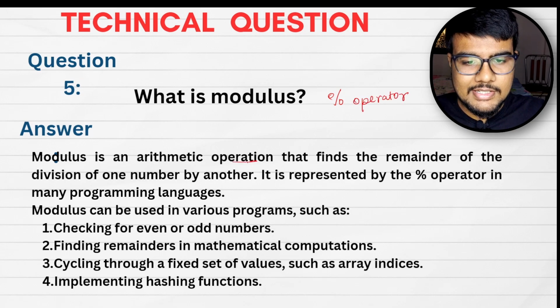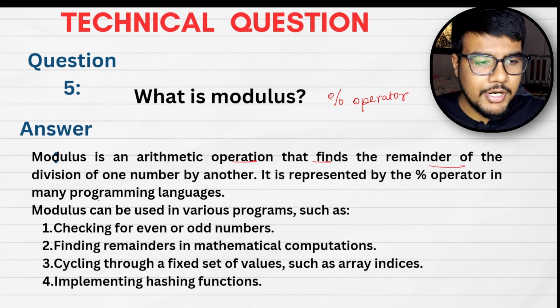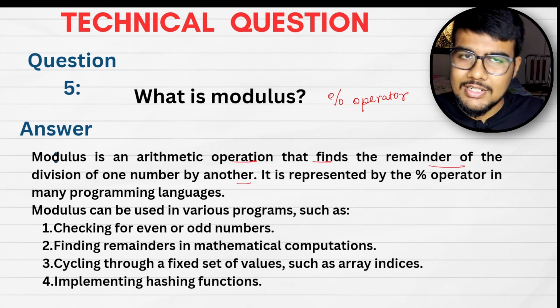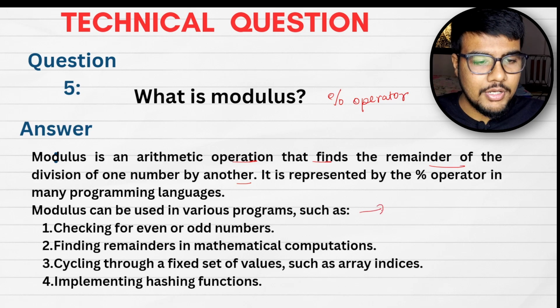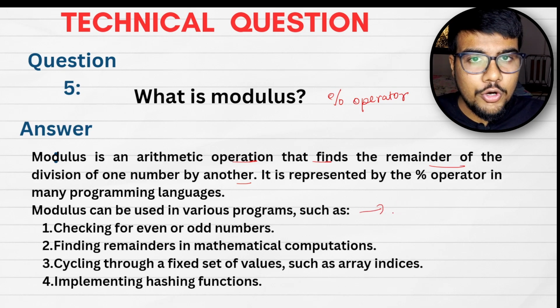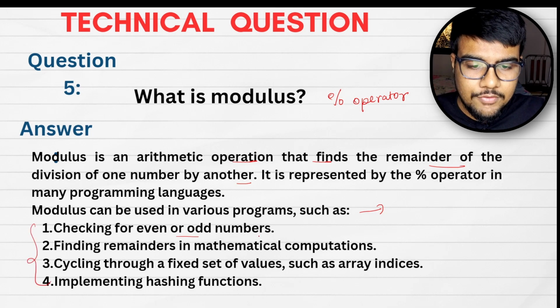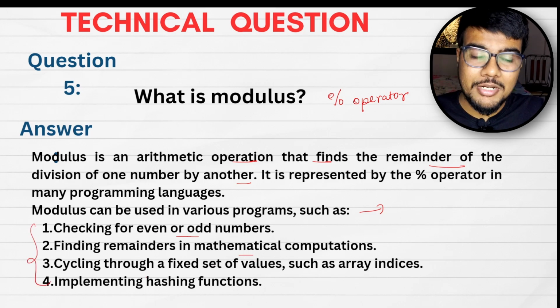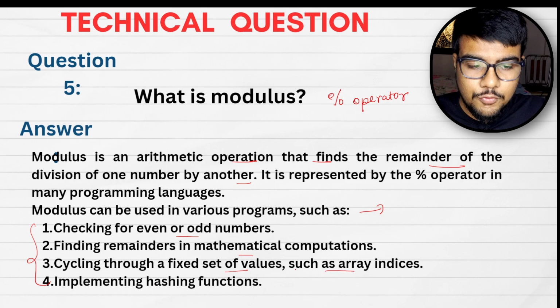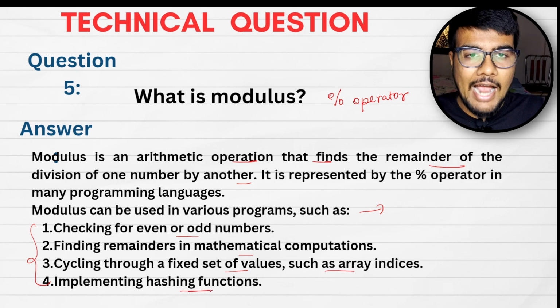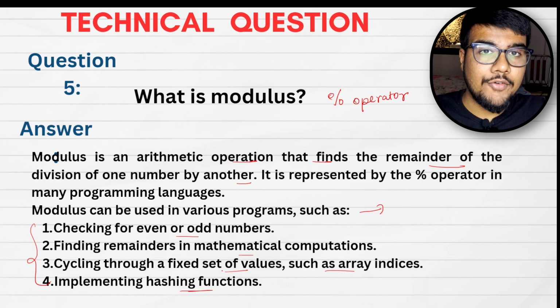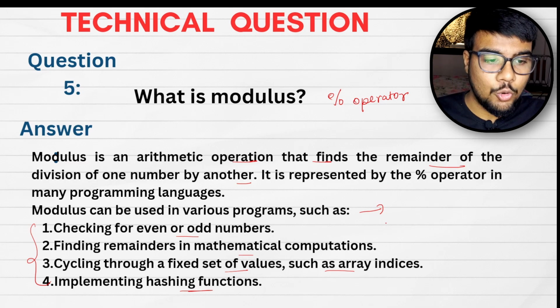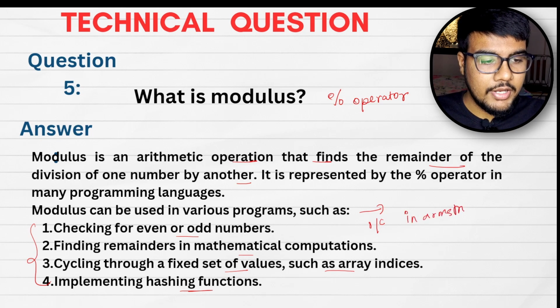Modulus is an arithmetic operation that finds the remainder of the division of one number by another. That's a simple thing. The follow-up question was, in which programs do we usually use the modulus operator? Here are the programs: checking even and odd numbers, finding remainders in mathematical computation, fixing a set of values such as array indices, implementing hash functions. See how clearly I have written. But in that interview, the candidate said we can apply the modulus operator in Armstrong number.